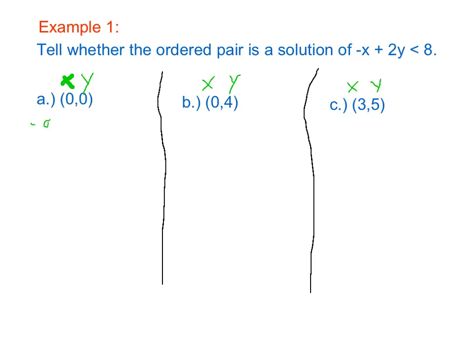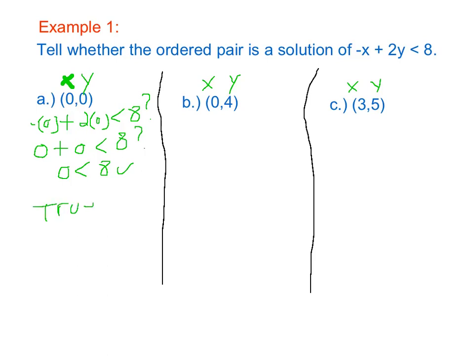So we take negative times the 0 plus 2 times the 0. And we want to see, is that less than 8? Well, this is 0 plus 0. 0 plus 0 is 0. Is 0 less than 8? Yes, this is true. Therefore, it is a solution.